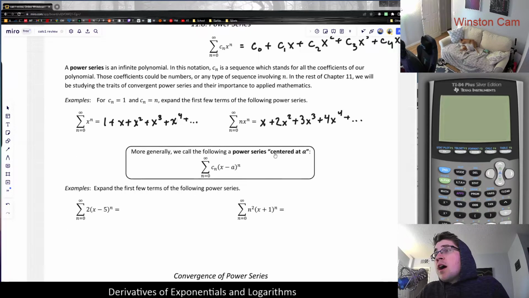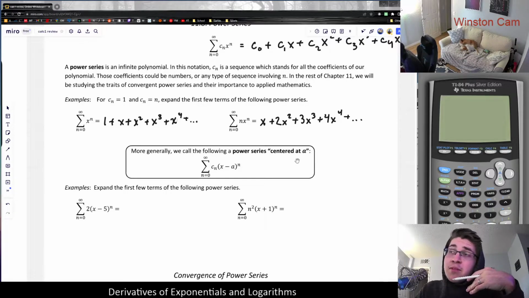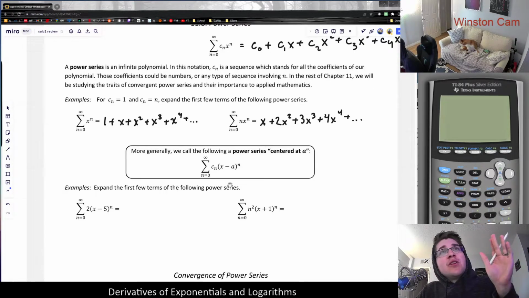Now, just for reference, sometimes we look at power series centered at a different value specifically, and we'll get into the usefulness of this in a later video. Because power series only converge at certain values, it can be very useful to shift where they're centered, and it also greatly simplifies the algebra of their expansions. But for now, let's just look at a few examples.